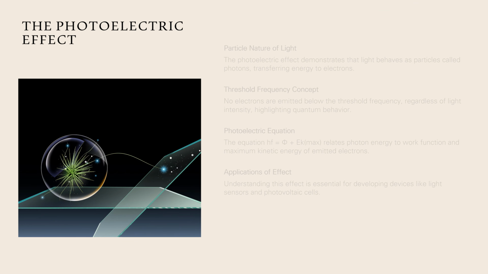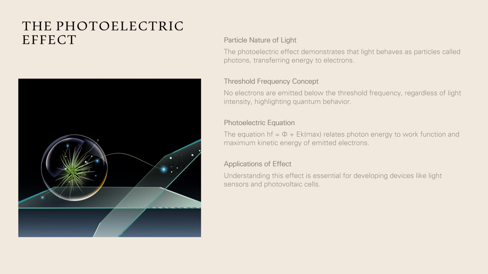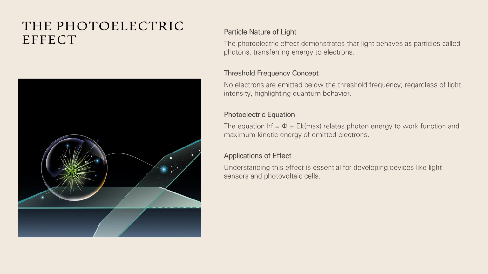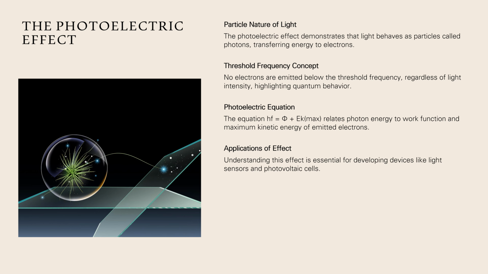The photoelectric effect provides clear evidence for the particle nature of electromagnetic radiation. It occurs when photons incident on a metal surface transfer energy to electrons, causing them to be emitted. A key observation is the existence of a threshold frequency. Below this frequency, no electrons are emitted regardless of intensity. Above the threshold, increasing intensity increases the number of emitted electrons, while increasing frequency increases their maximum kinetic energy. These results cannot be explained by classical wave theory.